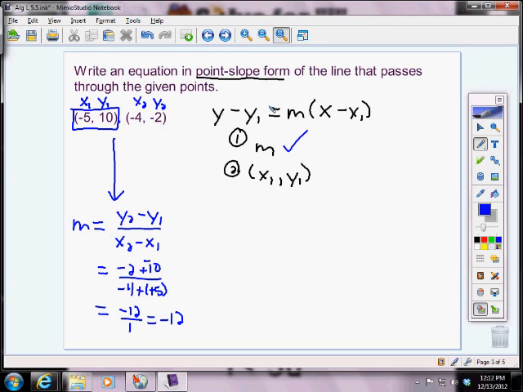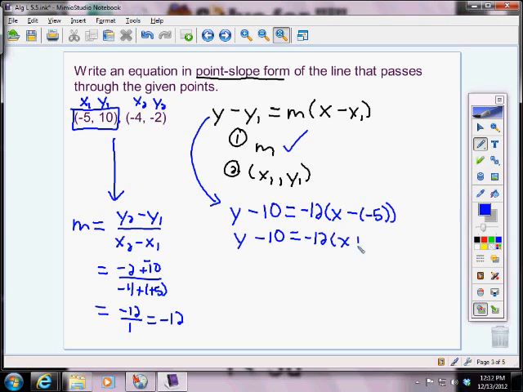Let's choose -5, 10. Plugging it into this formula here, y minus our y1, which is 10, equals our slope, which is -12, times x minus our x1, which is a -5. Now, whenever you have minus and negative, you really should rewrite that as plus a positive. Keep, change, change. And that's it. This right here is an equation written in point-slope form.